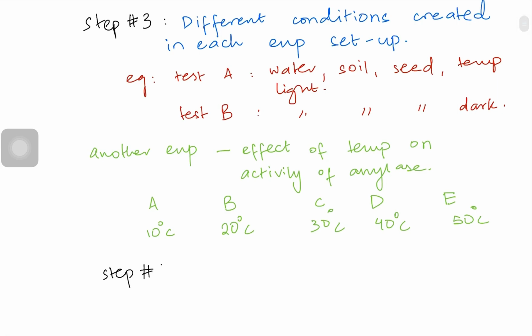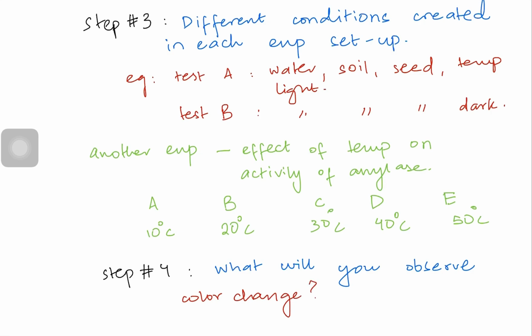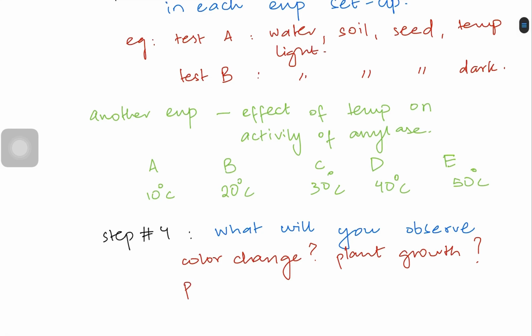In step number 4, when you have talked about the difference, you need to mention what you will observe. Are you going to observe a color change based on what you're doing? Are you going to observe plant growth based on what your experiment was? Are you going to observe some precipitates? Or are you going to observe something else, some kind of movement? What are you going to see? What are you waiting for around the experimental setup? So you talk about that.